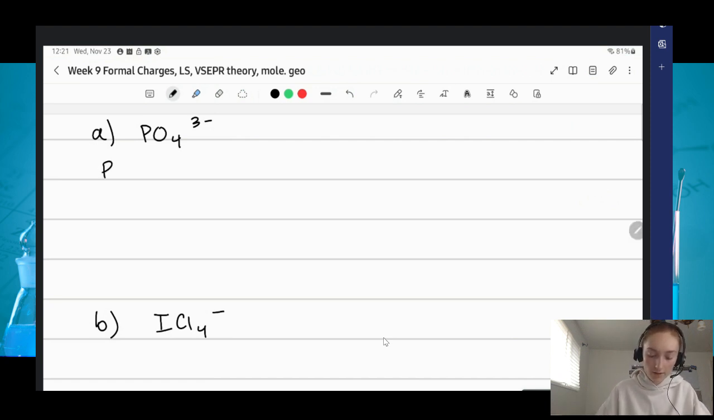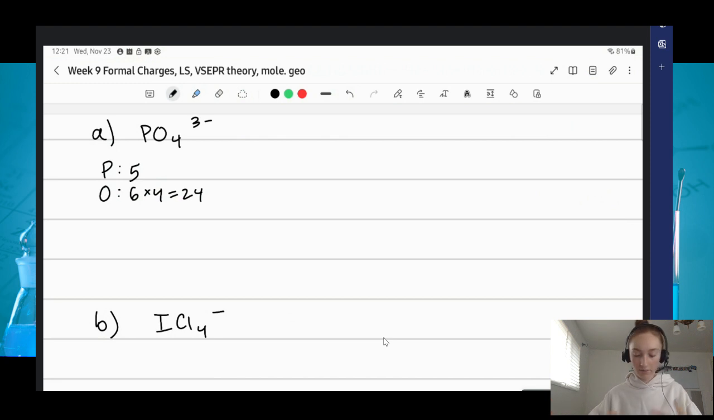So this is what that will look like. We have phosphorus and we have oxygen. There's 1 phosphorus, and phosphorus has a valence electron number of 5. Oxygen has 6, but there's 4 of them. So that's 24 when we multiply it out, and that's 5 up top. But since we have a 3 minus charge, we'll add 3 more electrons. Since it's 3 minus, it means there's more of a negative charge, which means more electrons. So we add 3.